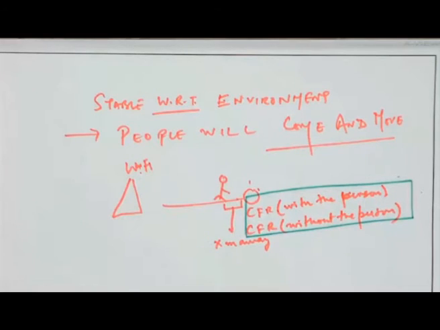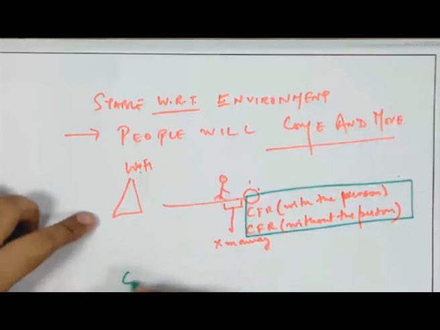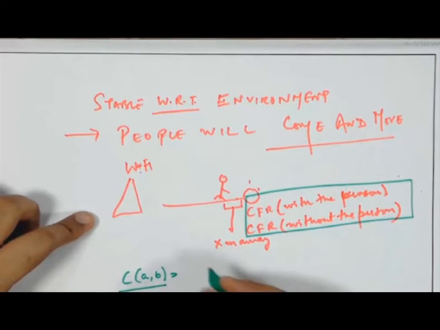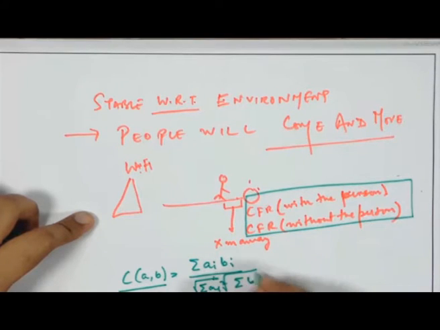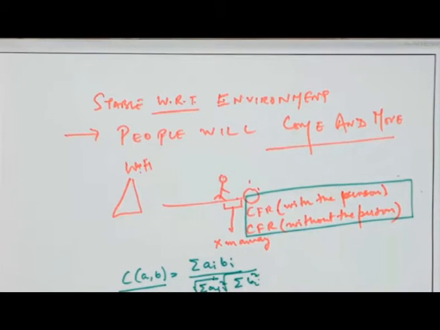This is what we have to consider: the CFR with the person and the CFR without the person, and I compute the correlation C_AB, which is just a cross correlation. So I take the summation of A_i B_i over the root of the summation of A_i square and the summation of B_i square. Now let us see the result.